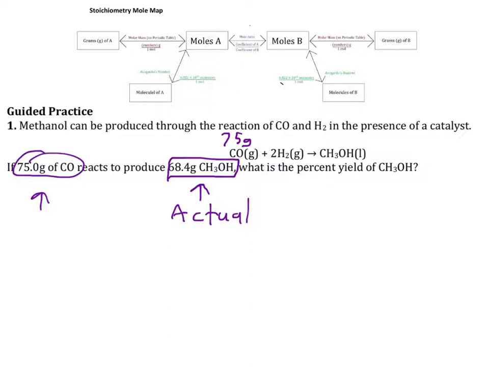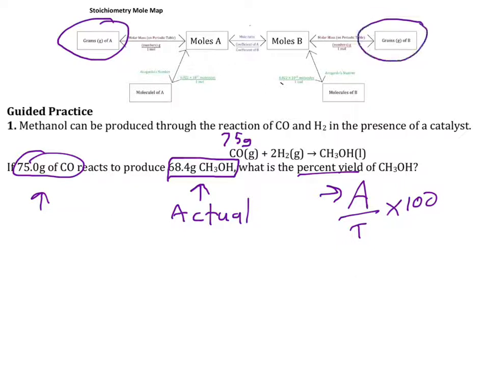And all you need to do to calculate the percent yield, that's what it's asking for, is again, the actual divided by the theoretical times 100. The actual is a measured value, which is right here. The theoretical is the calculated value, and the calculated value is when we take our grams of carbon monoxide and calculate how many grams of methanol should have been produced. So essentially we're going from grams of A, carbon monoxide, to grams of B. And so we can go ahead and set this up.